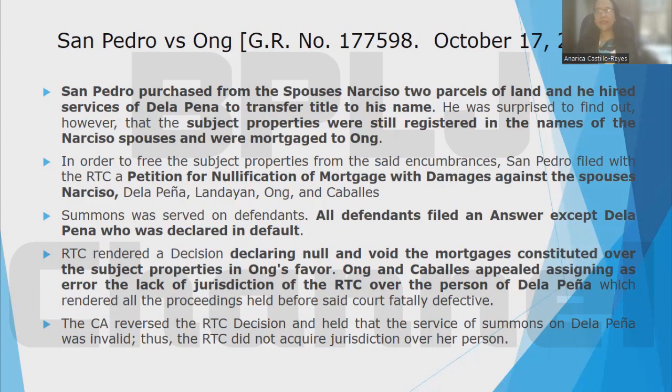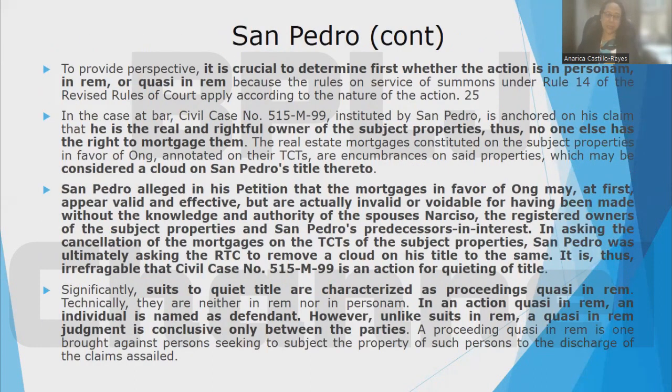So all the defendants filed an answer except De La Peña, who was declared in default. Now the RTC rendered a decision declaring null and void the mortgages constituted over the subject properties in Ong's favor. Ong appealed, assigning as error the lack of jurisdiction of the trial court over the person of De La Peña. To provide a perspective, it is crucial to determine whether the action is in rem or quasi in rem.